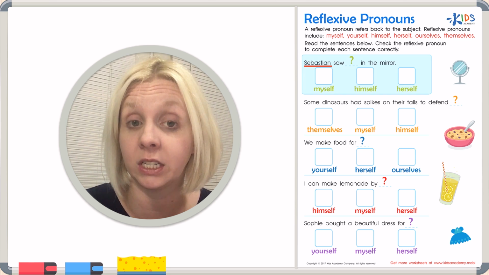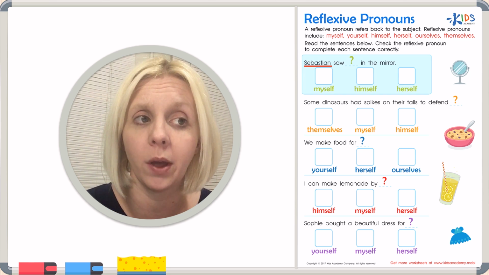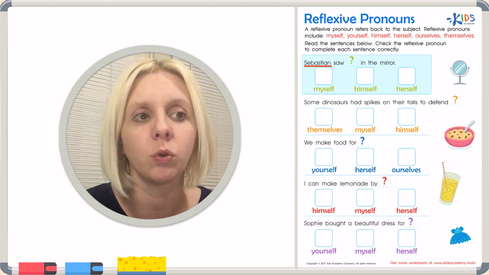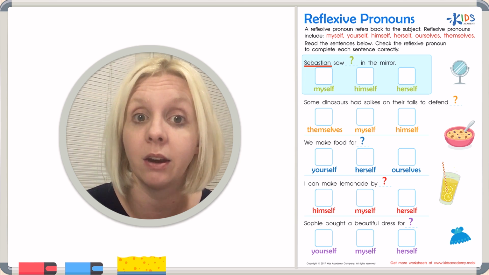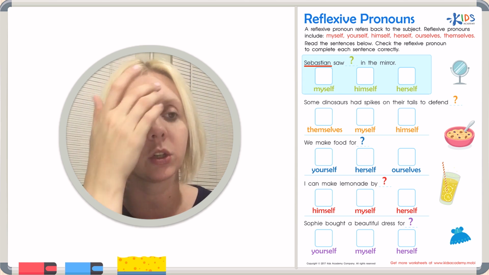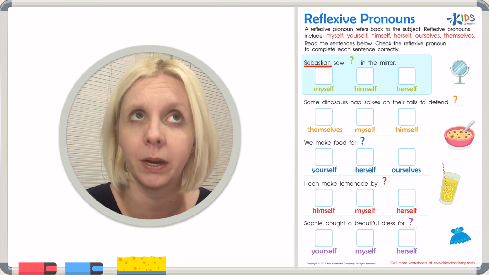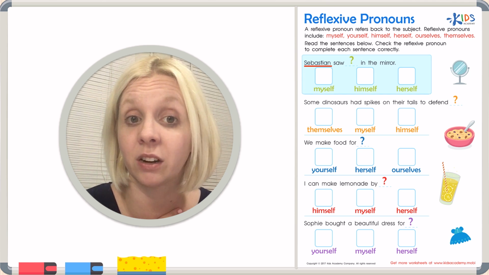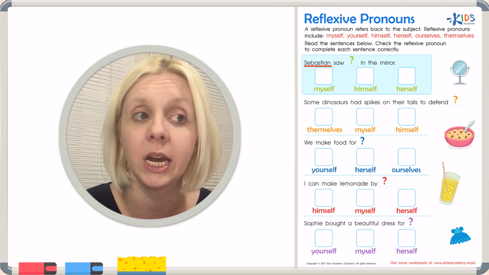And we know a couple of things about Sebastian. We know Sebastian is one person, and we also know that Sebastian is a boy because that's a boy's name, right? So let's look here. We're trying to find something that's talking about one person and is talking about a boy. So let's go ahead and read through these. It says, Sebastian saw myself in the mirror. Does that make sense? Sebastian saw myself in the mirror. No, that doesn't make sense because it's not talking about me. It's talking about Sebastian. So let's look at the next one.